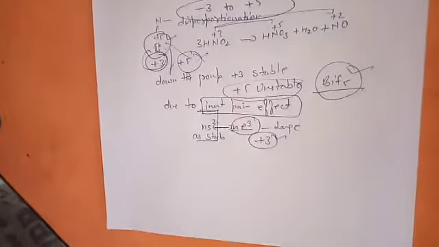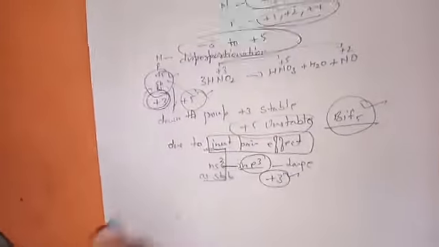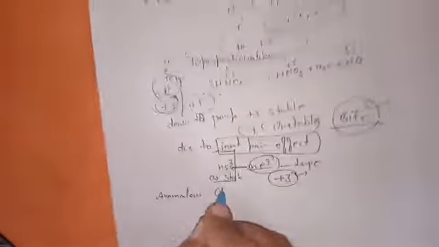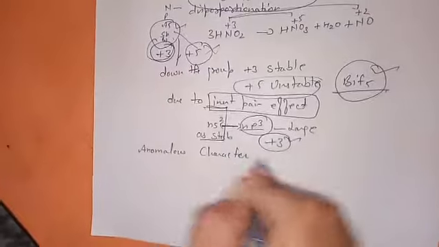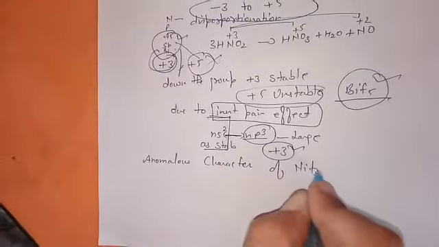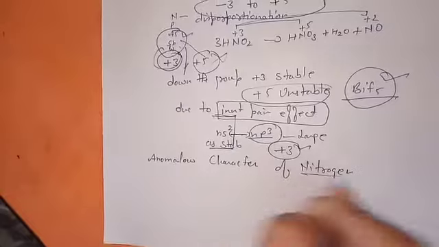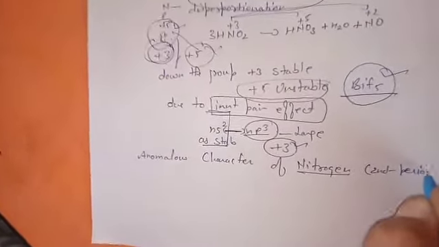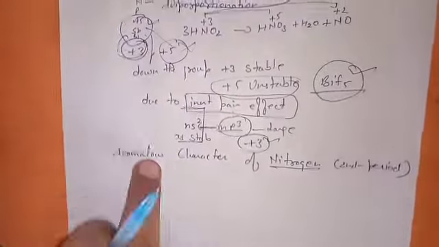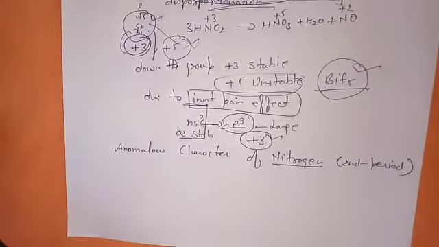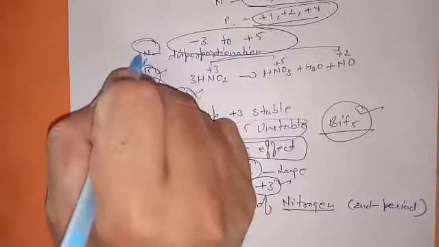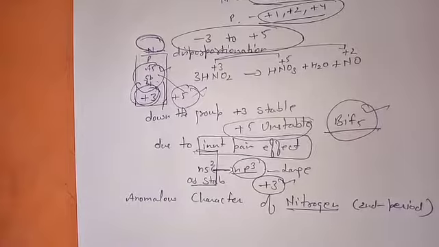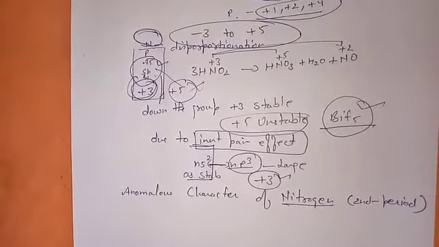Now one more thing we have to discuss in case of the oxidation state, and that is the anomalous behavior or character of nitrogen. Nitrogen is a second period element. Almost all second period elements show anomalous character relative to their respective group. So nitrogen is the one whose character is different as compared to the lower ones. How and why? What are the reasons for its anomalous character?